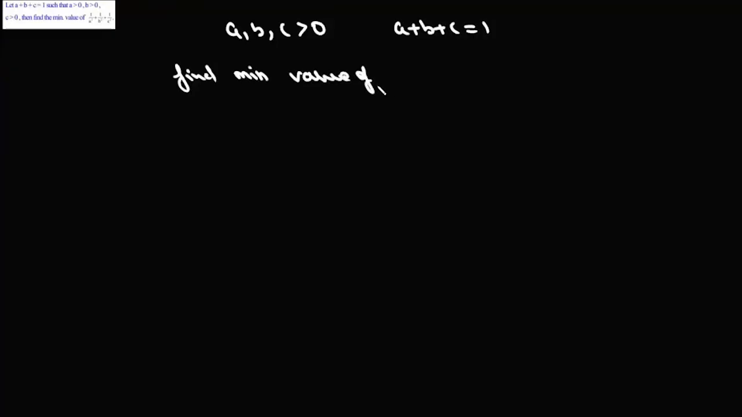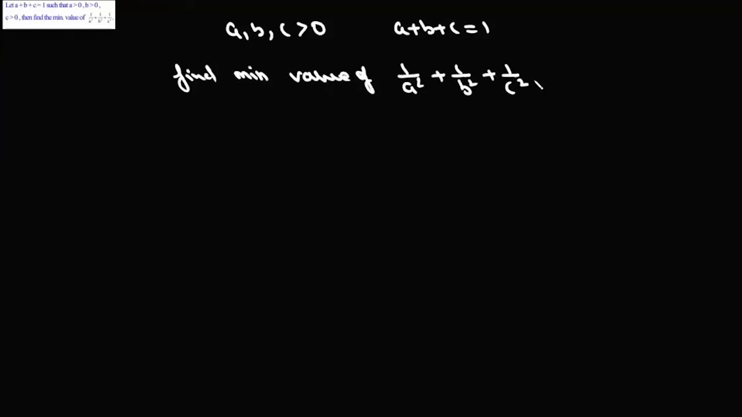Now let us take another example, and this is too small, so what I'll do is I'll write the question. It says let a, b, c be three positive real numbers. So we have three positive real numbers a, b, c. They are all greater than 0 such that a plus b plus c is 1. Then we have to find minimum value of 1 upon a square plus 1 upon b square plus 1 upon c square.